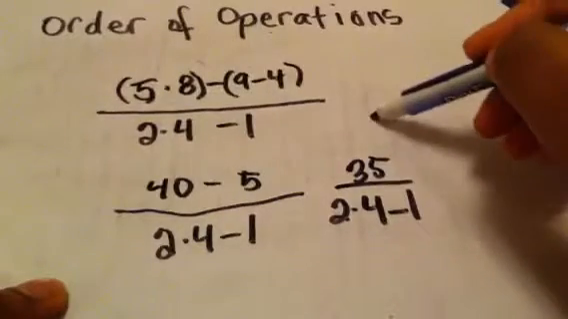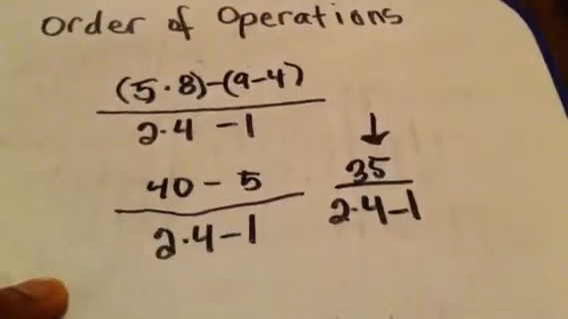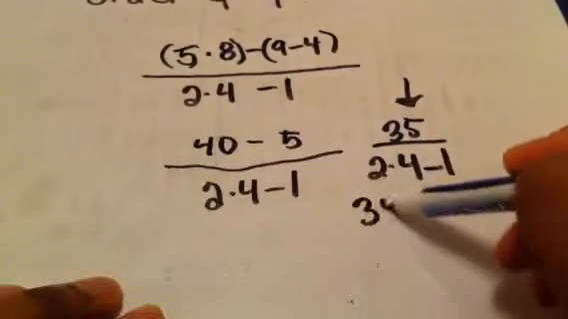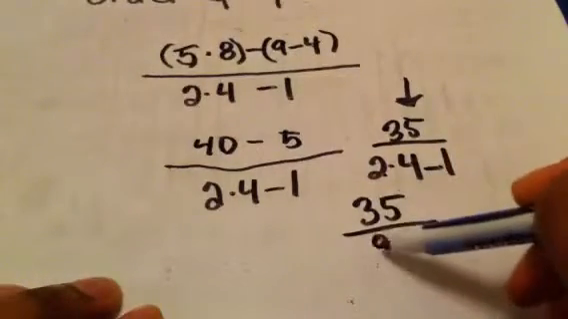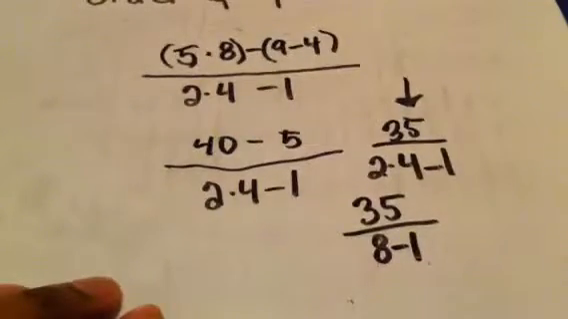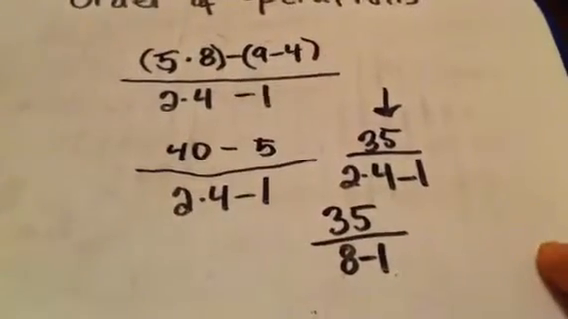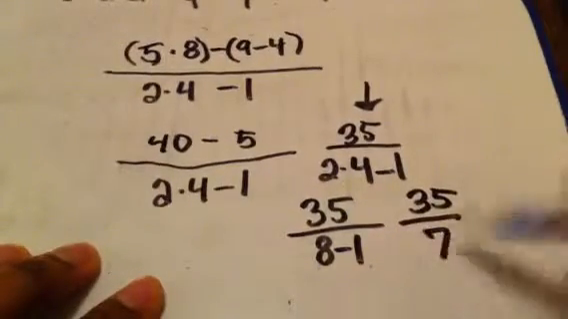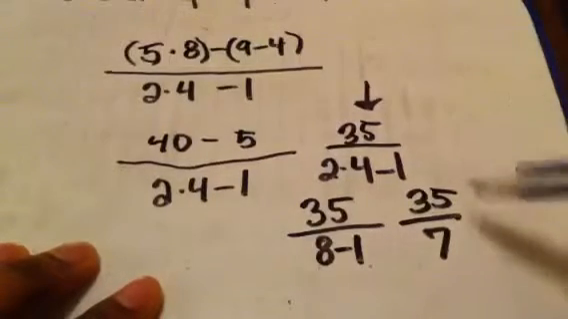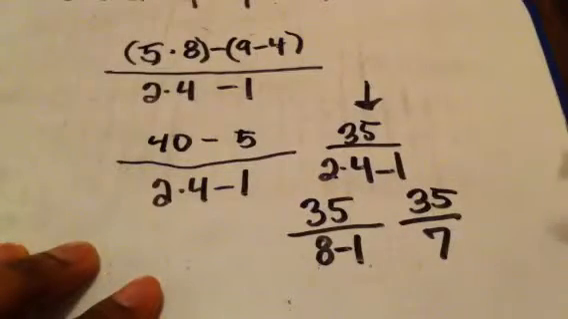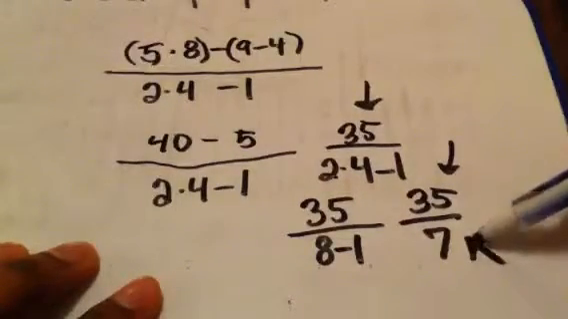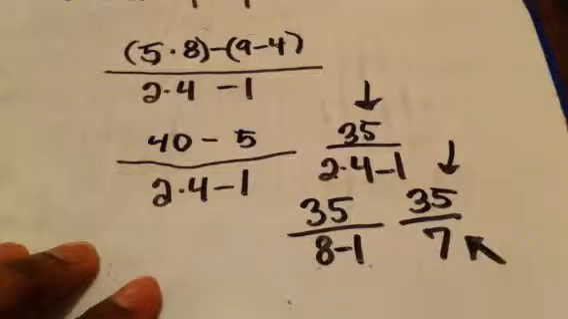Now that the numerator is reduced as far as it can possibly be reduced, we can try to reduce the denominator. So we have 2 times 4 minus 1. So that's 35 over 8 minus 1, which can be reduced even further. 8 minus 1 is 7, so we have 35 over 7. Now, once you can no longer reduce the numerator or the denominator, then you can actually divide.